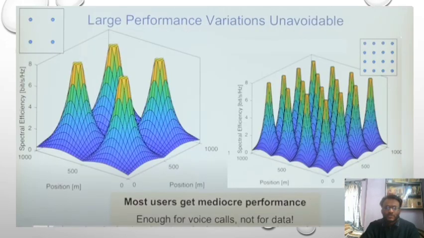To overcome this problem, and to distribute the power equally over the coverage area, the number of access points has to be increased. Still, large performance variation throughout the total area is unavoidable, because if you have 4 access points, we can make the spectral efficiency, that is bits per second per hertz, good only at some positions, and most users get mediocre performance. Even if you increase the number of access points in the same area, some portions remain where the signal is not good enough. That's why the SNR is also not good enough.